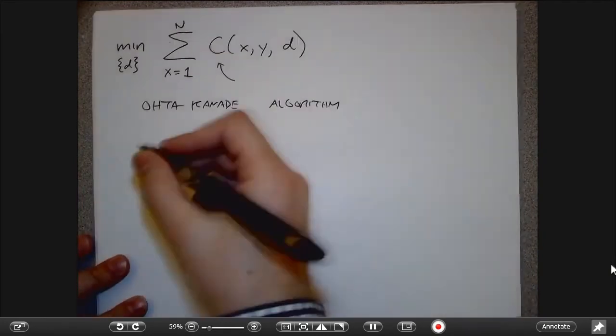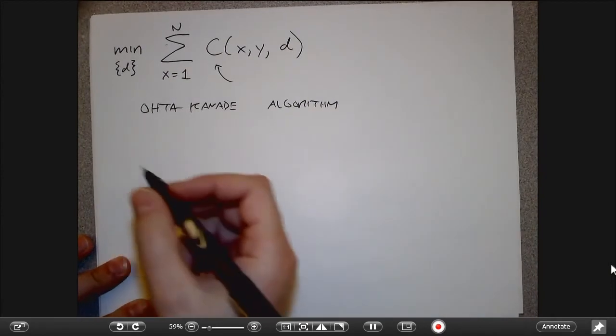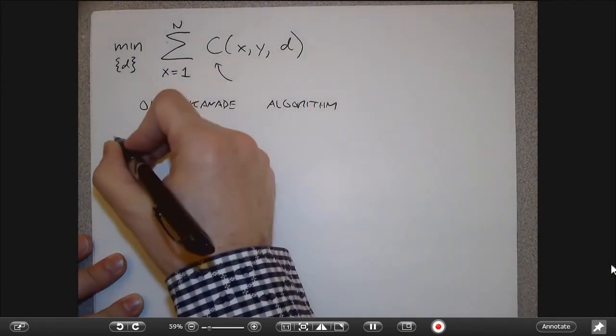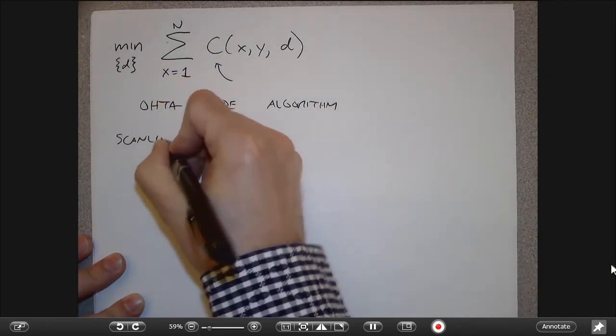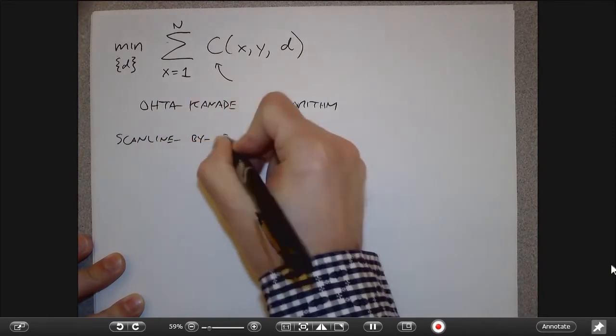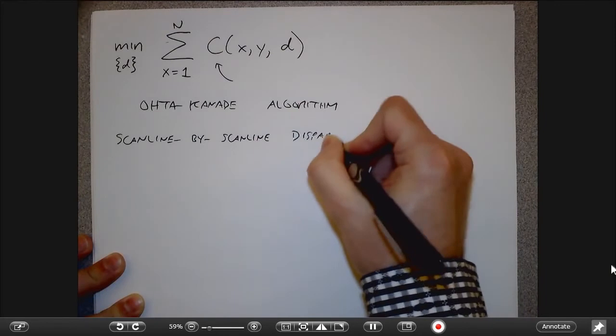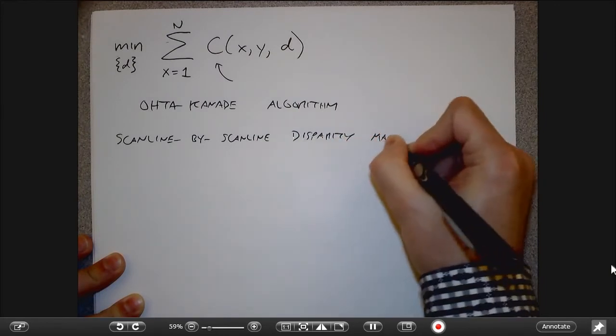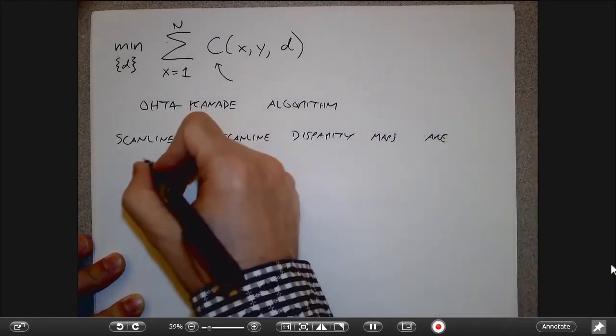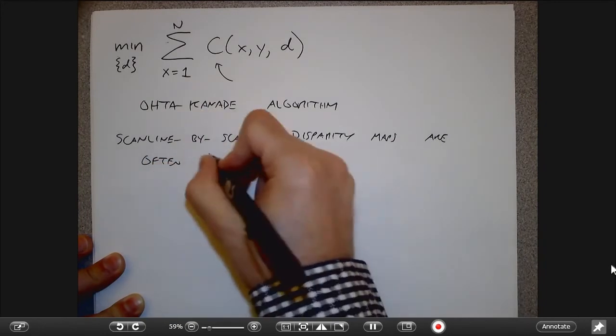And so to write down what I just said in words, scan line by scan line disparity maps are often streaky.